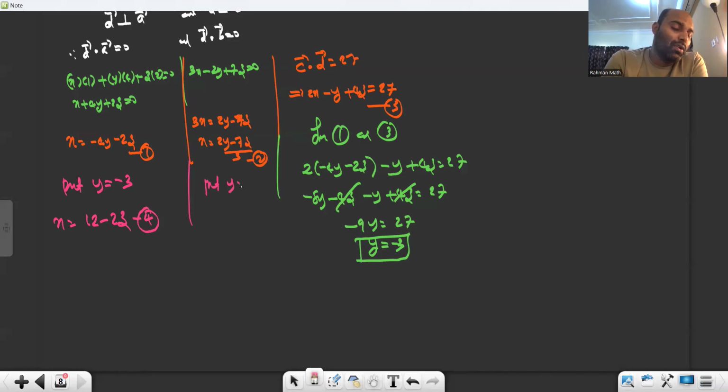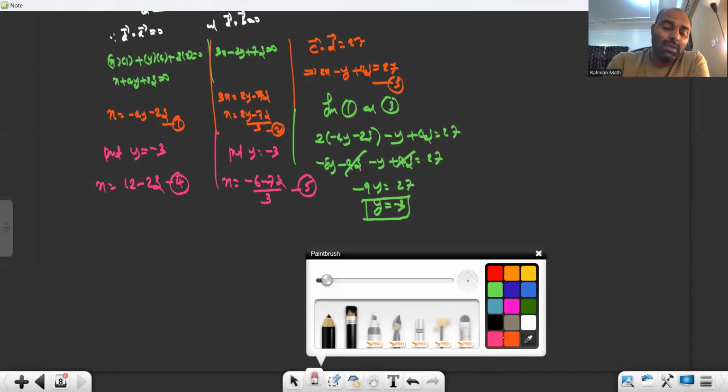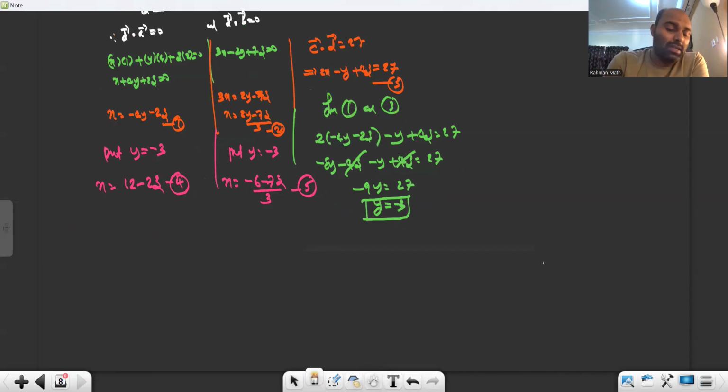Put y equal to minus 3 here also. So x equal to minus 6 minus 7z by 3. This is equation number 5. So almost you got the idea. Now from 4 and 5, a little difficulty is there. That's why during class hours I didn't discuss. From 4 and 5, 12 minus 2z equal to minus 6 minus 7z by 3. Any calculation mistake from my side you have to tell me.